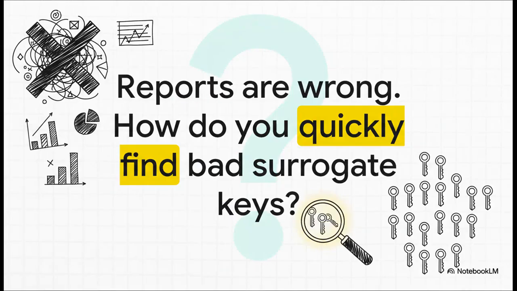So let's put this into a real-world scenario, the kind you'll see on the exam. Picture this, you just joined a project, the reports are a total mess, and the numbers are just plain wrong. Your gut tells you someone set a surrogate key to be summarized, which is a huge no-no. So how do you find that needle in the haystack without burning hours of your time?